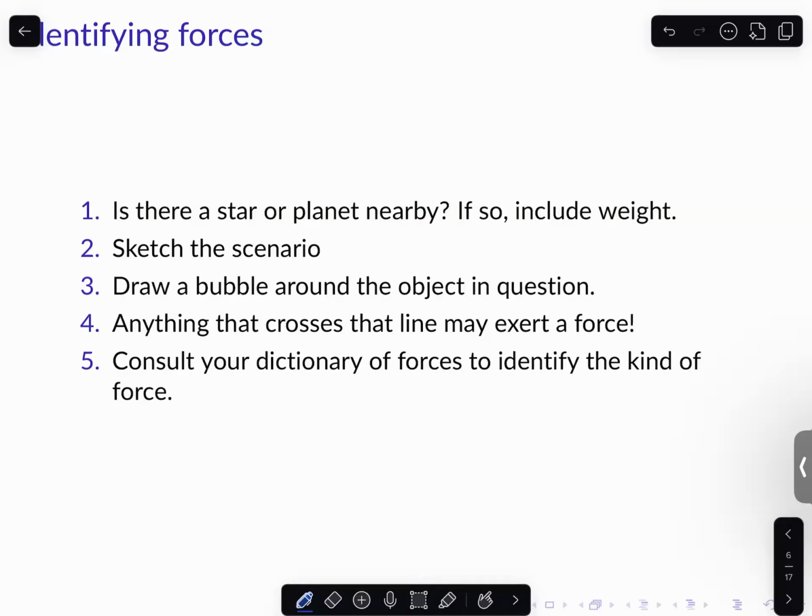I'm going to draw a sketch. Doesn't have to be artistic, doesn't have to be fancy. I'm going to draw a bubble around the object that I want to analyze, object or objects, whatever your system is, whatever you care about understanding. Draw a bubble around that. To exert a force on that system, you must cross the line. If you want to exert a force on the object, that object must be in contact with it. Then you consult the dictionary: normal, friction, tension, spring. For now, there are just four kinds of forces. That's it. You have to consult the dictionary and identify the kind or kinds of force.